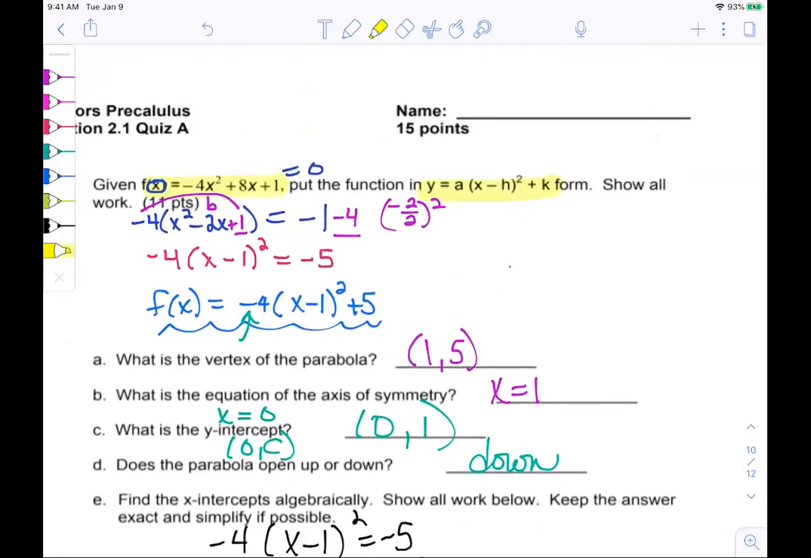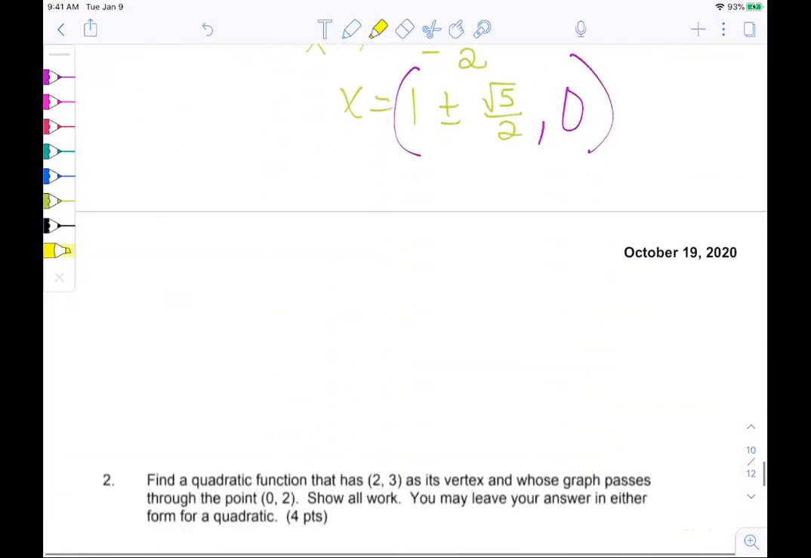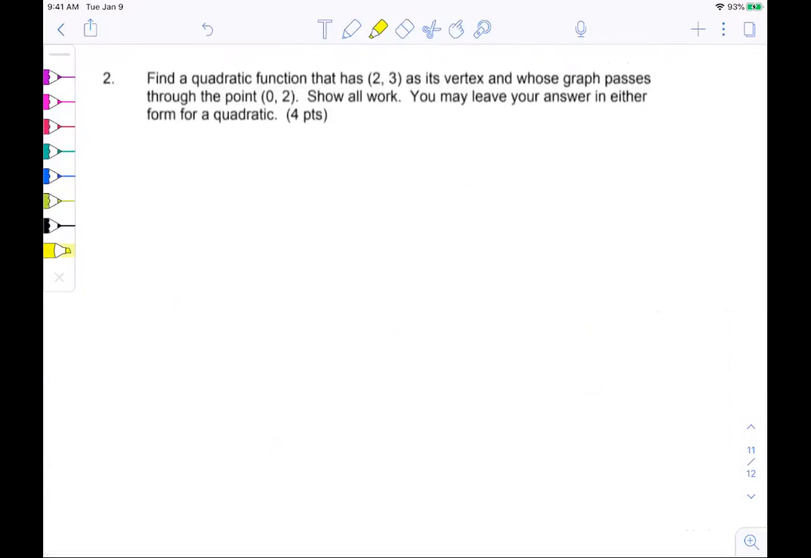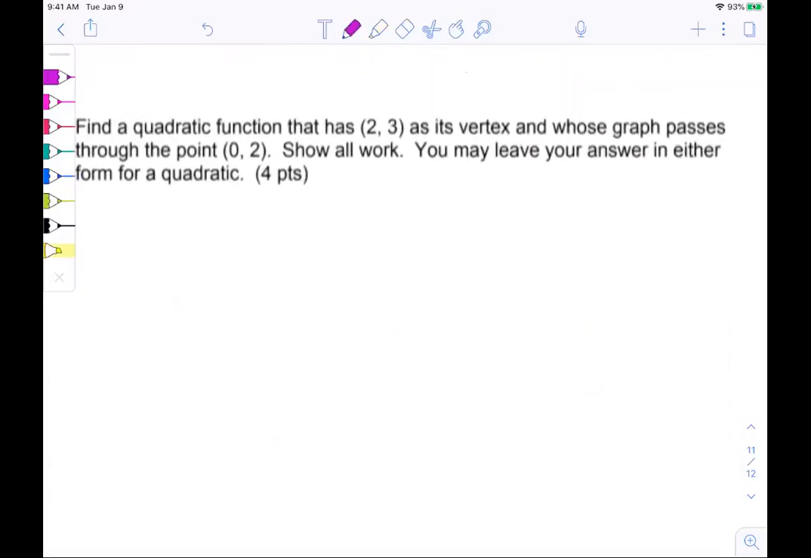So if you are given the vertex of the function and a point that the graph passes through, it makes sense to use standard form because we know the vertex represents h and k in the standard form equation. So I'm going to take this standard form equation. And again, I'm using this form because h and k are in this equation.